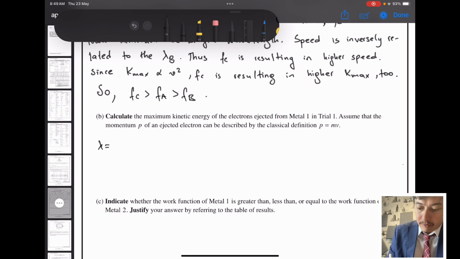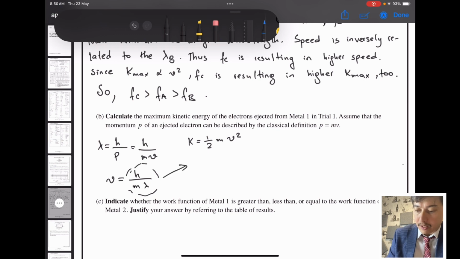Actually, we wrote it above, but let's write it one more time here. The de Broglie wavelength is equal to h over mv. From here, we can rewrite the equation for speed, which is equal to Planck's constant divided by mass times wavelength. Since kinetic energy is half mv squared, let's bring this into this equation. So kinetic energy becomes half h squared divided by m wavelength squared.